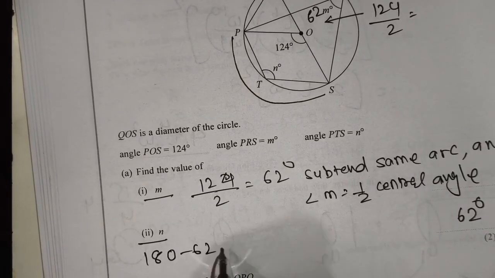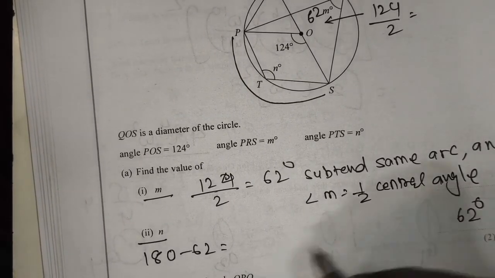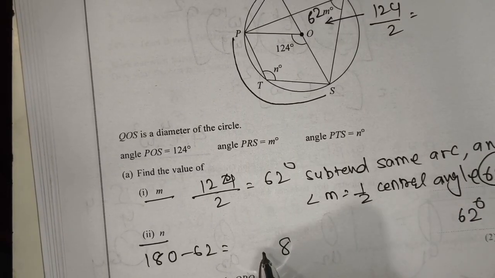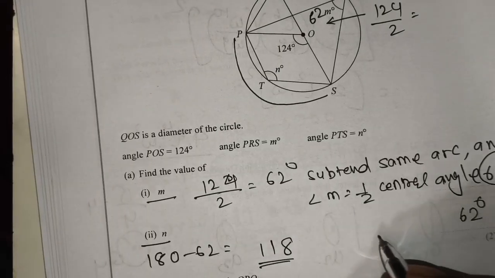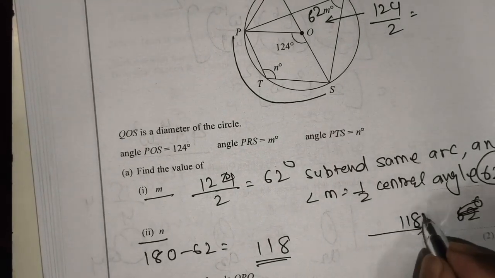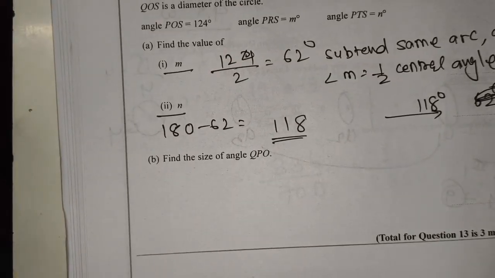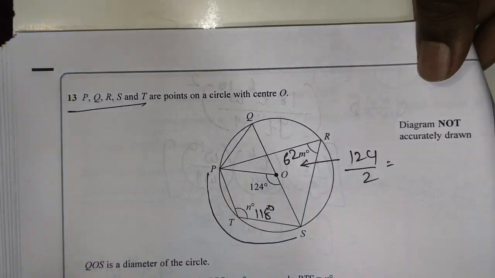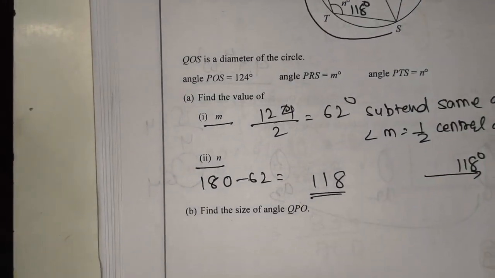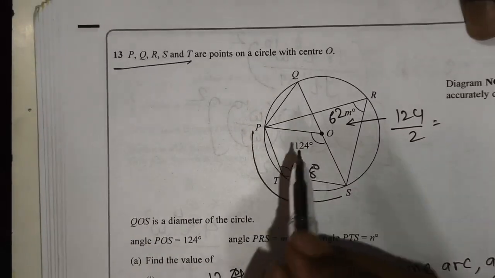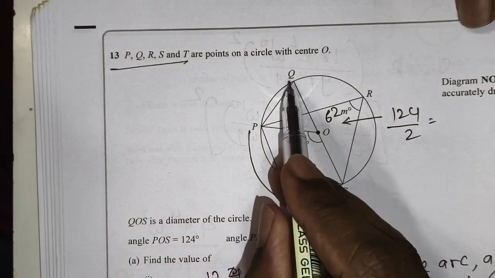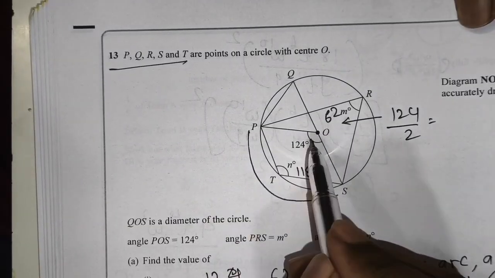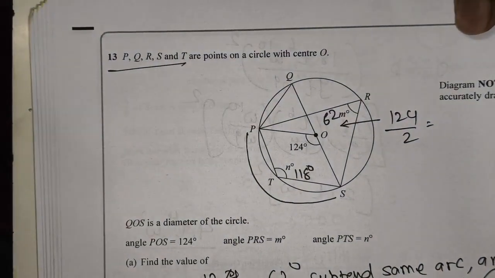Okay, let's focus on N as a cyclic quadrilateral. So 180 minus 62, 118. So 118 will come here. Correct? Let's go next one. So we have got this as 62, this as 118. So now what they want? Angle QPO. Angle, where is Q? QPO. Fine, fair enough. Interesting question.